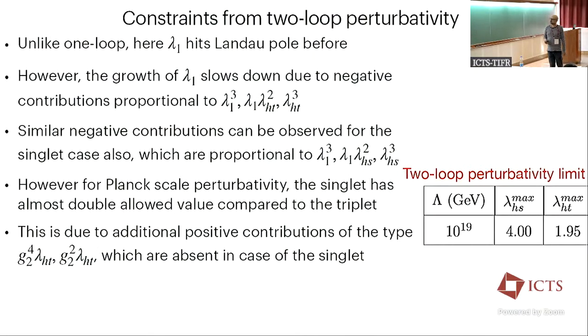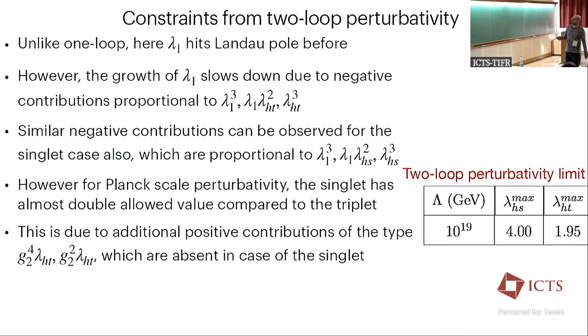Now, as I said, when you come to two loop, the conclusion may change. In the case of one loop, the Landau pole appears for other quartic couplings before lambda 1, but in the case of two loop, lambda 1 hits the Landau pole before the other couplings. But the growth of lambda 1 is slower, as I said before, because there are negative contributions proportional to lambda 1 cubed, lambda 1 lambda HT squared, and lambda HT cubed, and similar for the singlet also.